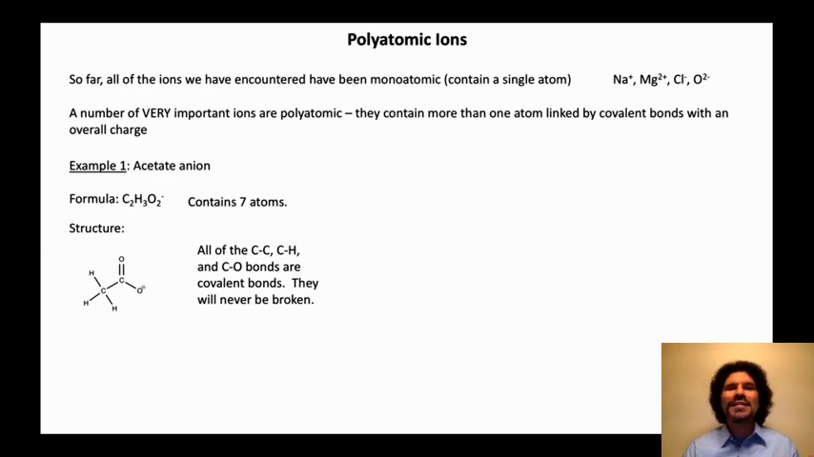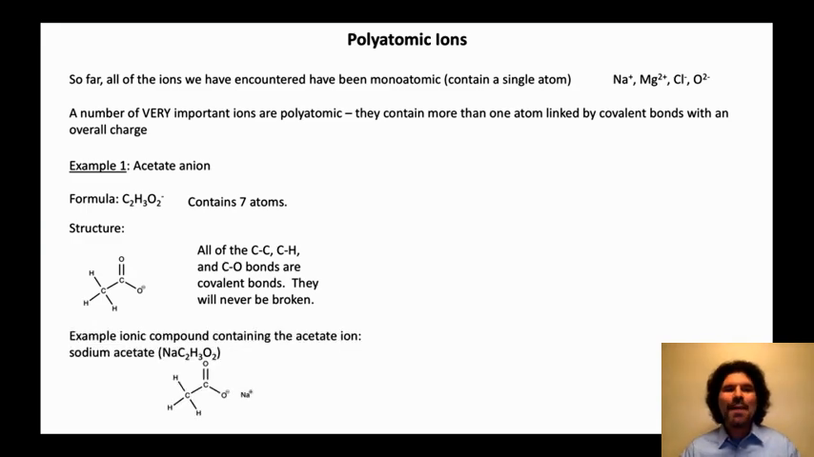Okay, so all of these bonds that you see in the structure, the carbon-carbon, carbon-hydrogen, carbon-oxygen bonds, they're all covalent bonds. And one of the things that I'm going to say in this lesson that I will say again and again when we start talking about reactions in Unit 2 is that these will never be broken. You never break apart a polyatomic ion.